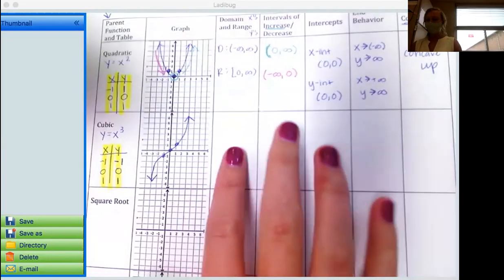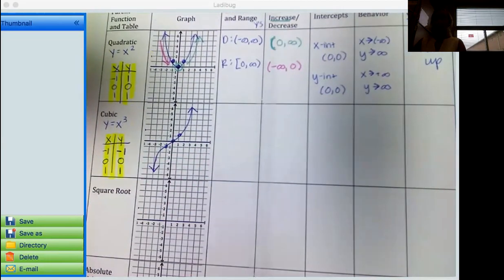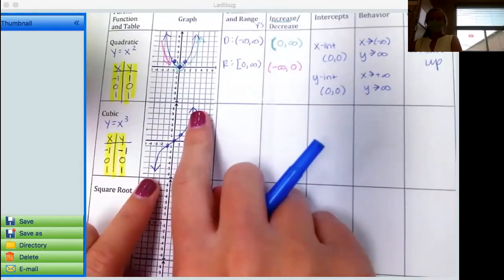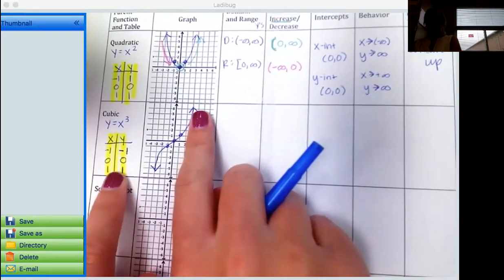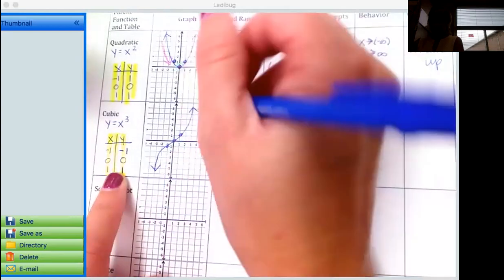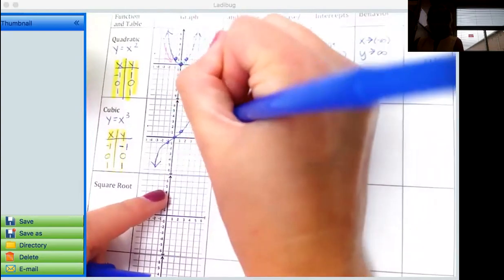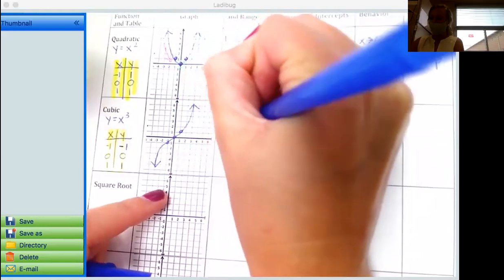So, domain of this graph. Talk to me. What's the domain? What are the X's? So this bottom arrow goes to the left forever. The top one goes to the right. So that means it includes all numbers. So I agree, negative infinity, infinity.